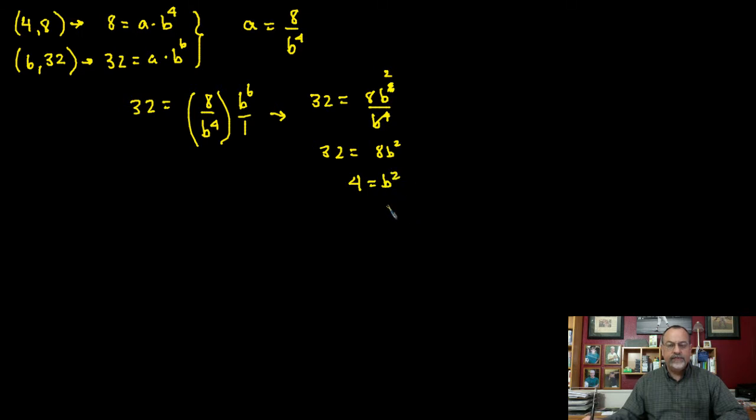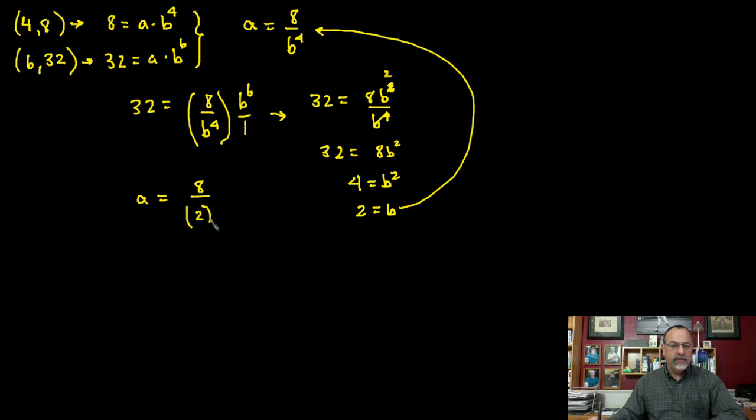Taking the square root, I have b is equal to plus or minus 2. Now, we're only going to use the positive 2 here. We'll use the principal square root. So now that I know what b is, I can now substitute this back into this equation that I have here in order to figure out a. So a is going to be equal to 8 over b, which I now know is 2, to the 4th power.